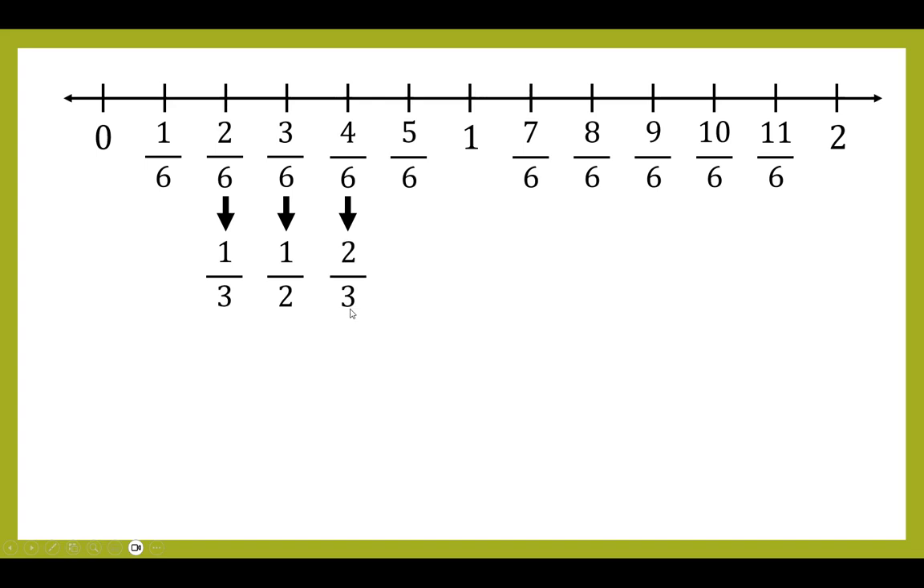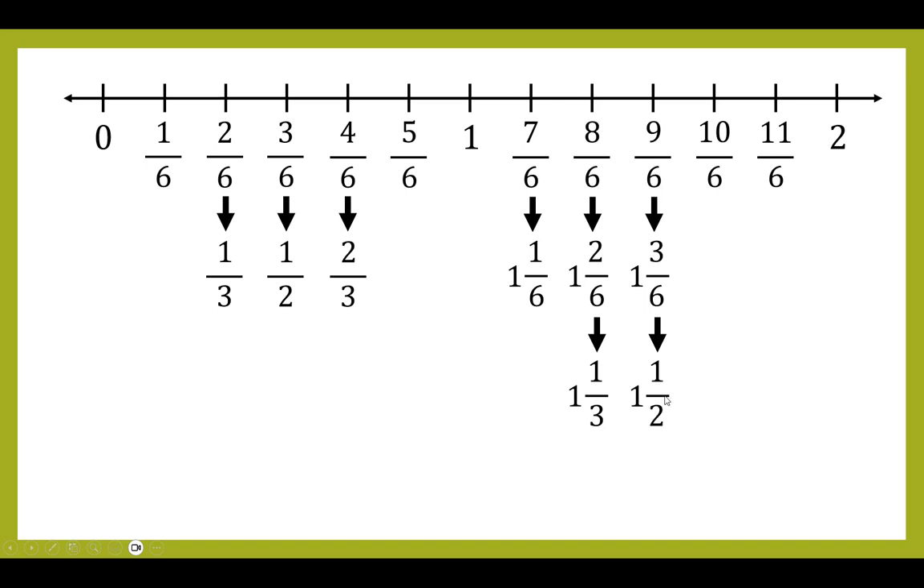4/6, I know is 2/3. Come over here. I'm going to convert to mixed numbers. And then also I can see that this one can reduce. 1 and 2/6 is 1 1/3. 9/6 as a mixed number is 1 and 3/6, which reduces to 1 1/2. 10 over 6 is 1 and 4/6. That reduces to 1 2/3. 11 over 6 is 1 and 5/6, okay? So I have written all the values on the number line.